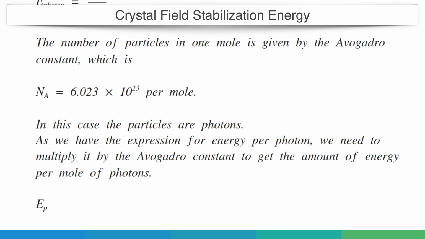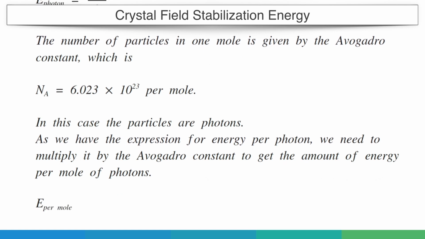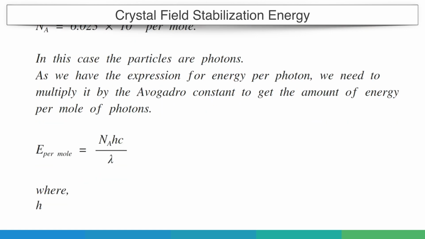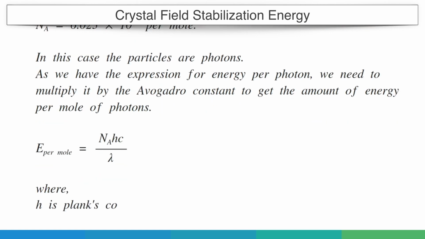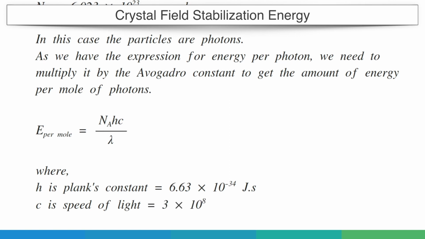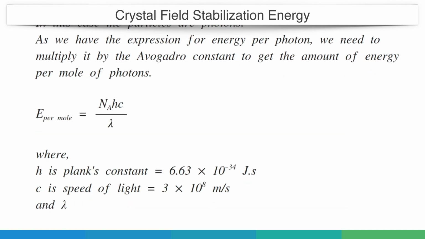So energy per mole is equal to Avogadro's number NA into hc by lambda, where h is Planck's constant, 6.63 into 10 to the power minus 34 joule second, c is the speed of light, which is 3 into 10 to the power 8 meters per second, and lambda is the wavelength of light, which is 500 nanometer in the case of the hexaaquatitanium complex, which is 500 into 10 to the power minus 9 meters.